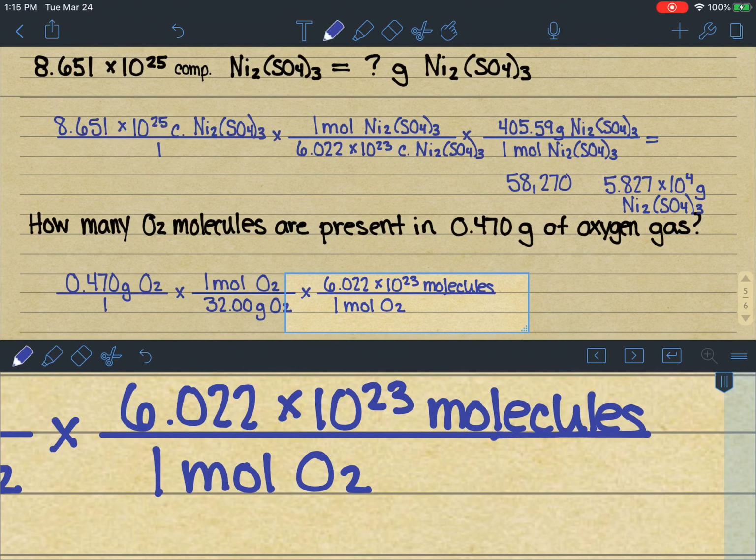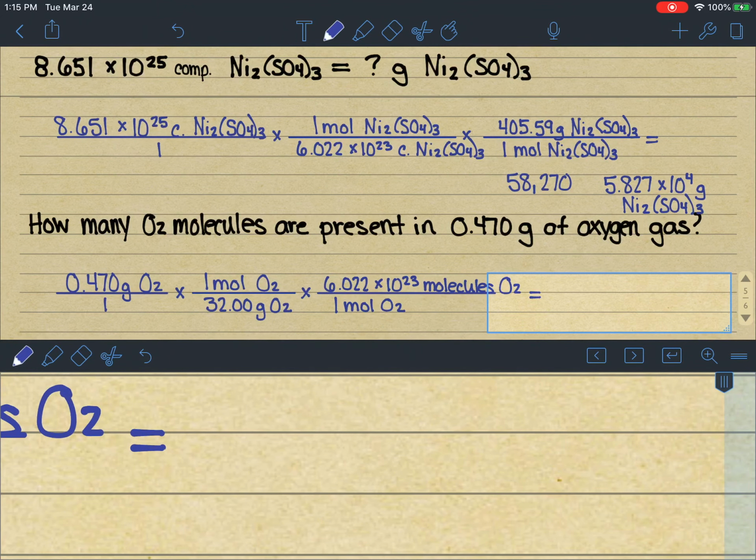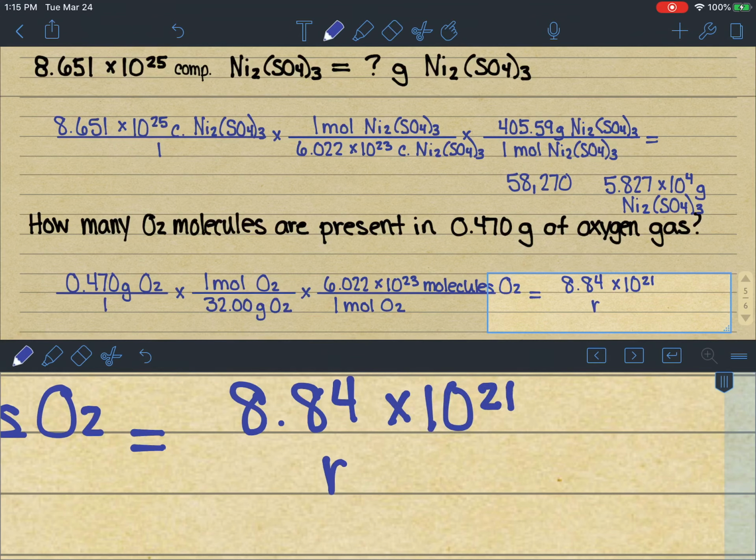My brain wants to do something completely different than what it's doing right now. O2. Again, plug that in and round your answer according to sig figs here. We should only have 3 in our final answer. I am calculating 8.84 times 10 to the 21st molecules of O2.